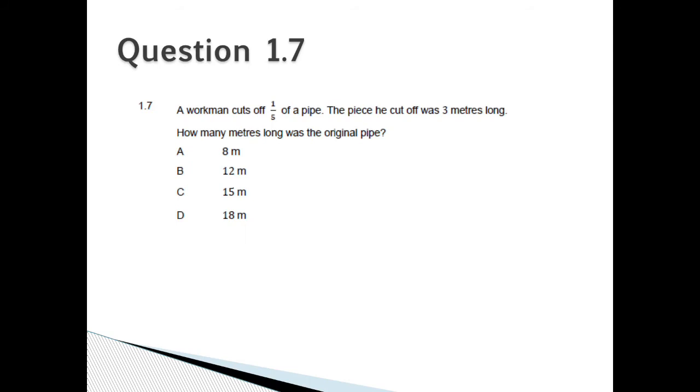Question 1.7. A workman cuts off 1/5 of a pipe. The piece he cuts off was 3 meters long. How many meters long was the original pipe? Was it A, 8 meters, B, 12 meters, C, 15 meters, or D, 18 meters?